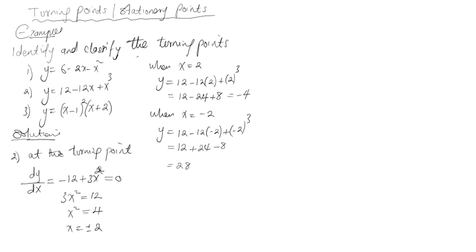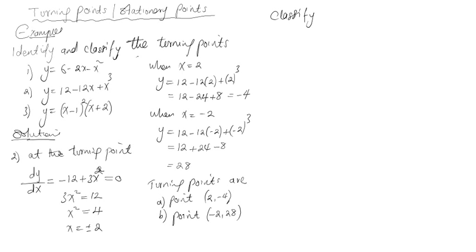Okay, so the turning points are: point A, x comma y, is 2 comma negative 4, and point B has negative 2 for x and has 28 for y. The other thing is to classify these points.